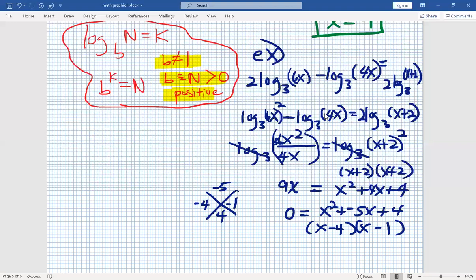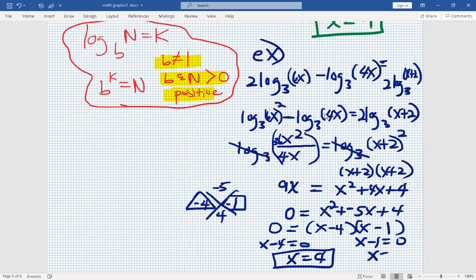You don't have to use this, but remember we're using this graphic organizer. That helps you to factor, and make sure you check it, okay? So now we solve for this. x minus 4 is 0, x minus 1 is 0, so x is 4, and x is 1, right?